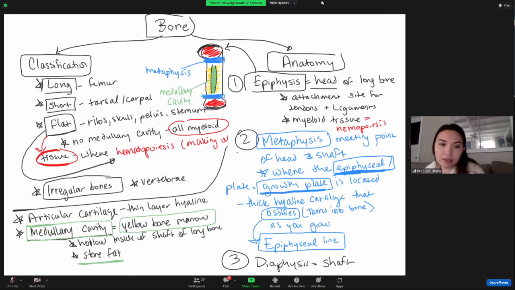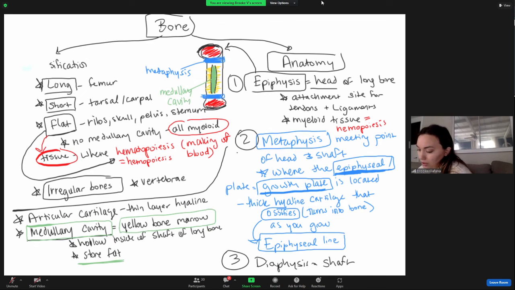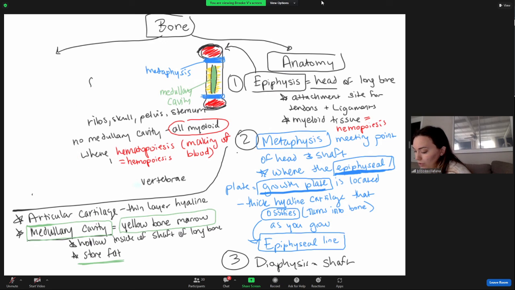Hemopoiesis is the same as hematopoiesis. They're just different names for the same thing, which is the making of blood. Okay. Sorry, I should have written that together. Hemopoiesis, hematopoiesis, same thing. All right, so that was the articular cartilage and the medullary cavity. And now I'm just going to erase this here since you probably already got that written down. Then I'm going to keep writing on this page because this is where I have my bone already drawn out.